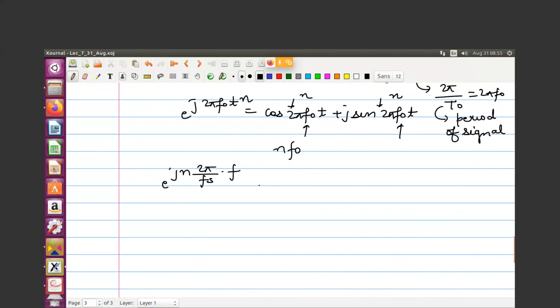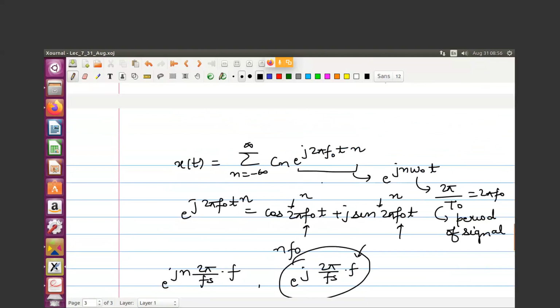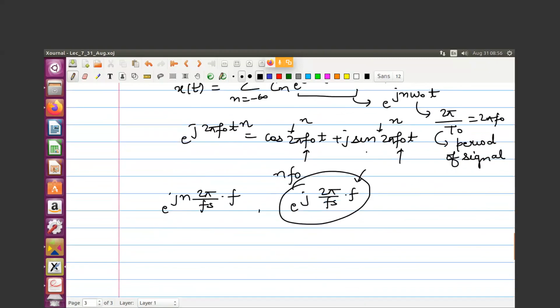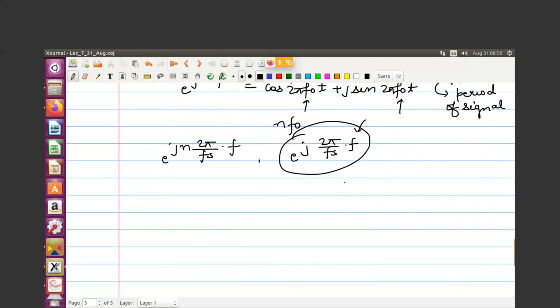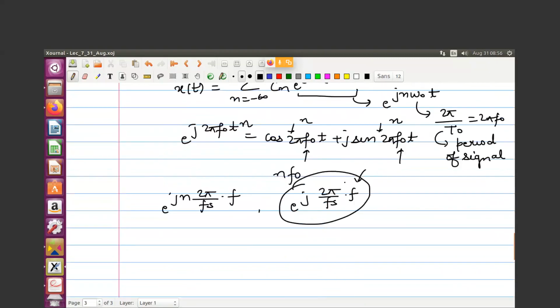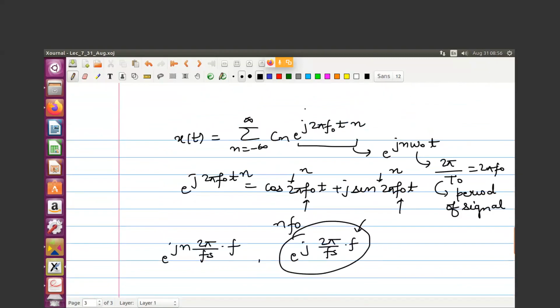In order to study this, let us assume e raised to j 2 pi by f of s into f. You will realize that this complex exponential as a function of f will have the desired property which we were studying for the time domain complex exponential. Now this observation you have to do yourself. This is very simple to think of. For that I have made a base.